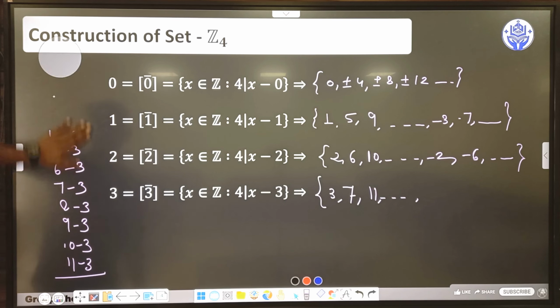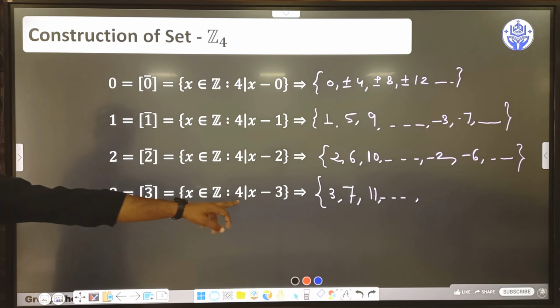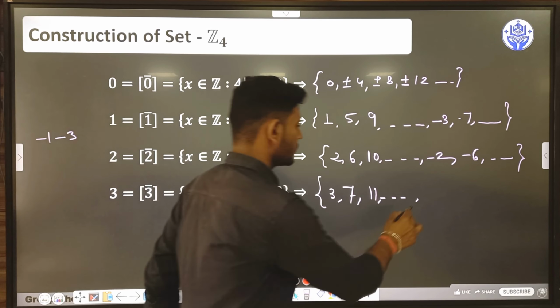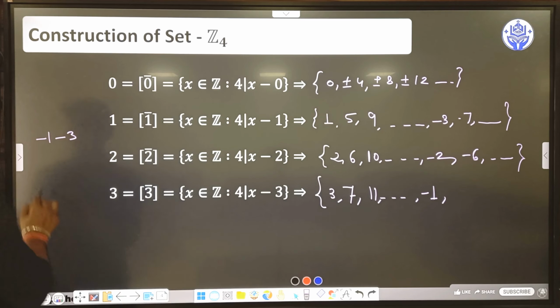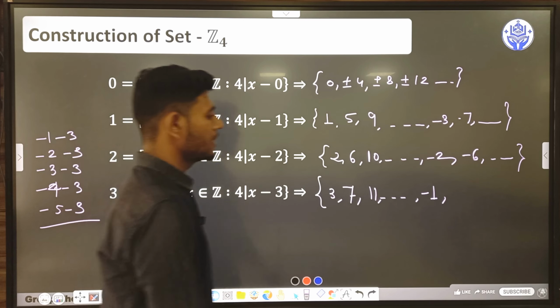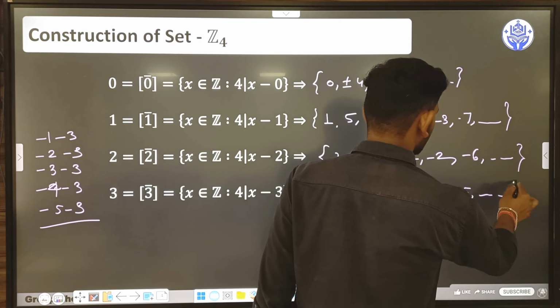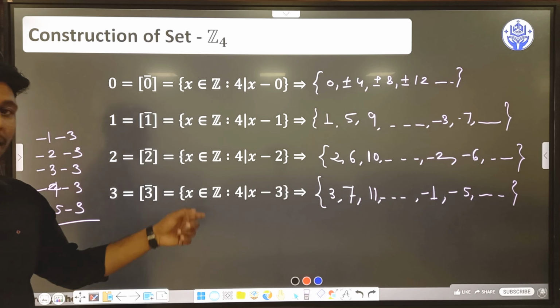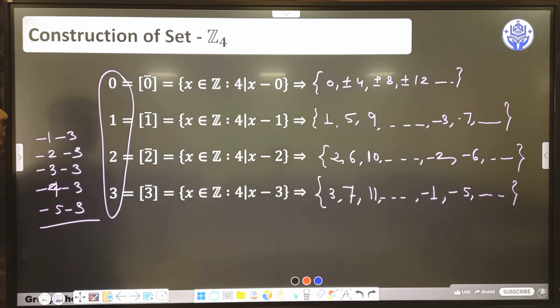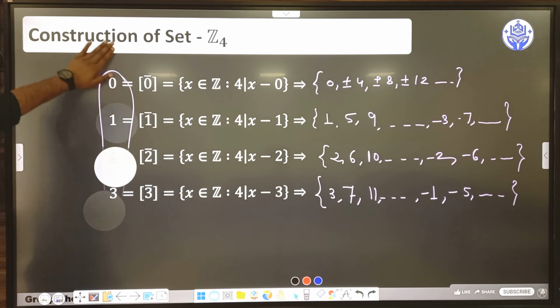Now in negative quantities, how can I write like this? Just take from here, that is minus 1 minus 3. Minus 1 minus 3, yes, we can write minus 1 here. So next, if it is minus 2 minus 3, minus 5, minus 3 minus 3, minus 6, minus 4 minus 3, minus 7, minus 5 minus 3, yes, we can write minus 5 here. Okay, so these are the negative quantities which will be divided by 4 in x minus 3. So these are satisfying. So these are the values of Z4, and this is the construction of how we can find Z4.